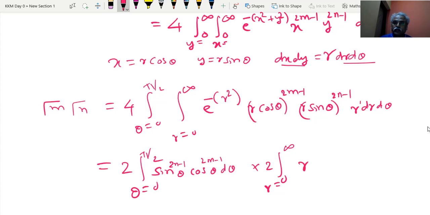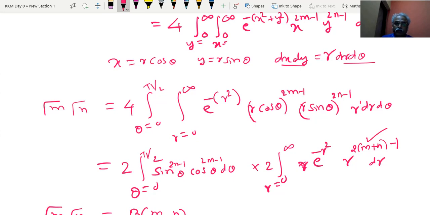Hence, first I'll write e raised to minus r square, r raised to 2 times m plus n minus 1 dr. So, if you closely observe, first integration is nothing but beta, either I can write nm or mn, nm and mn are same. And second integration is gamma of m plus n. You can very easily compare to beta gamma functions, properties and relations. Hence, the result is established.